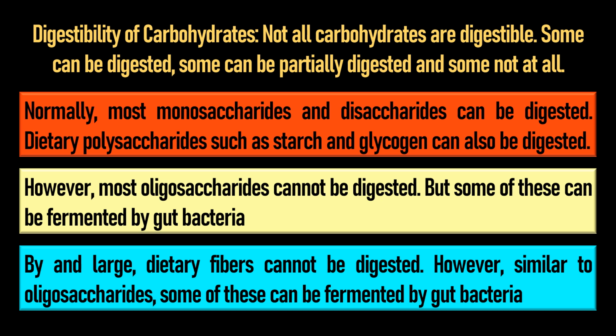What about the digestibility of carbohydrates? Not all carbohydrates are digestible. Some can be digested, some can be partially digested, and some not at all. Normally, most monosaccharides and disaccharides can be digested. Dietary polysaccharides, such as starch and glycogen, can also be digested. However, most oligosaccharides cannot be digested. But some of these can be fermented by gut bacteria and are therefore useful. By and large, dietary fibers cannot be digested. However, similar to oligosaccharides, some of these can be fermented by gut bacteria.